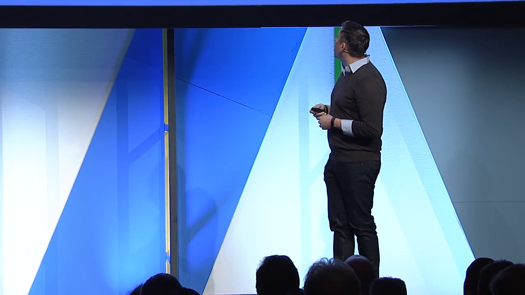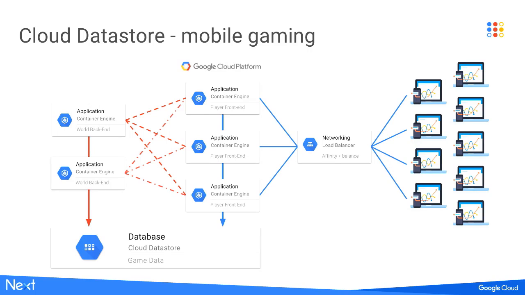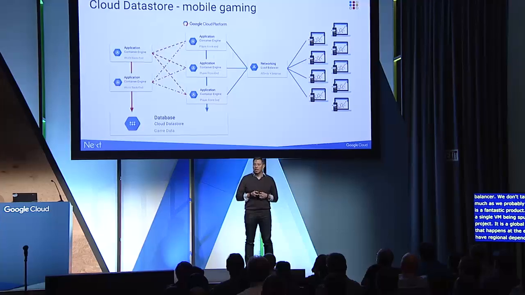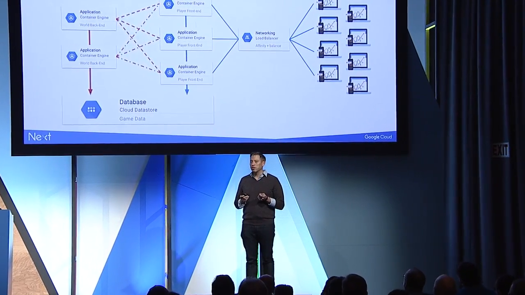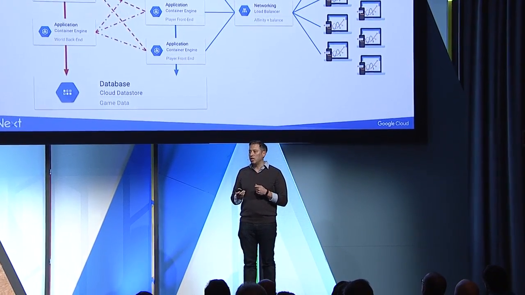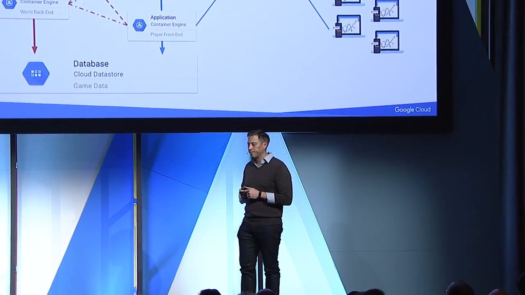On the front end, you're using Google Cloud Load Balancer. We don't talk about this as much as we probably should, but the Google Cloud Load Balancer is actually a fantastic product because it isn't a single VM being spun up in your project. It is a global load balancer that happens at the edge. And so what that means is that you don't have regional dependencies on your load balancer, and it allows you to load balance across regions. So in this particular scenario, this application might be a GKE cluster running in multiple regions, all speaking to the same Cloud Datastore backend. And you can load balance globally between those regions because the Google Cloud Load Balancer is a global service.